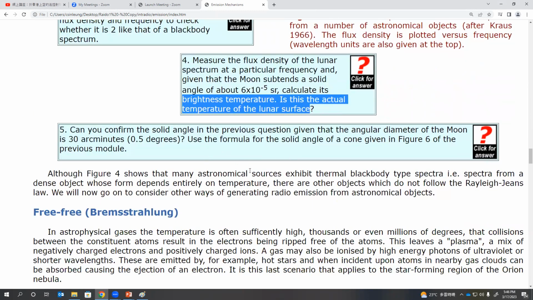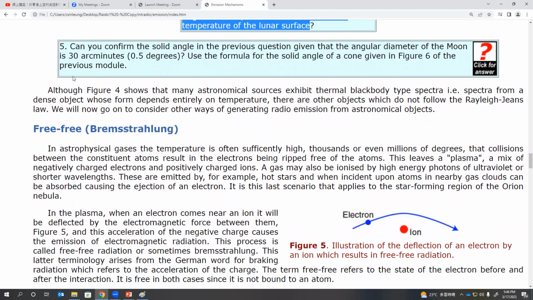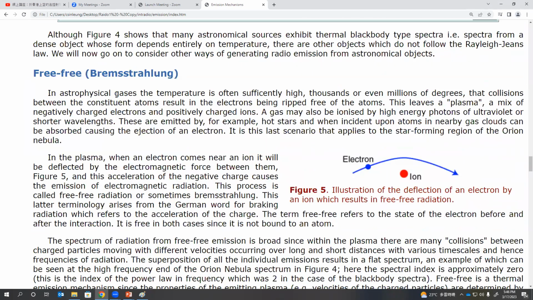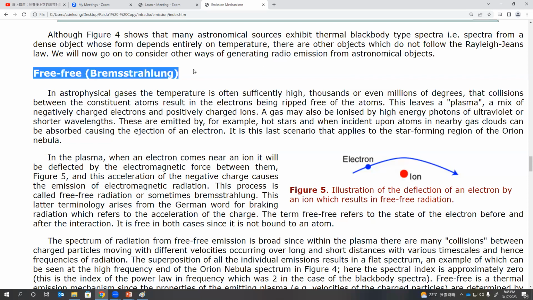I would like to move to another type of thermal radiation first, and I skip number 5. May I remind you, there is another type of thermal radiation, because in astrophysical gas, the temperature is often sufficiently high, 1,000 or even a million degrees. So the collisions between the constituent atoms result in electrons being ripped free of atoms. What I want to say is, I would like to introduce another type of thermal radiation.